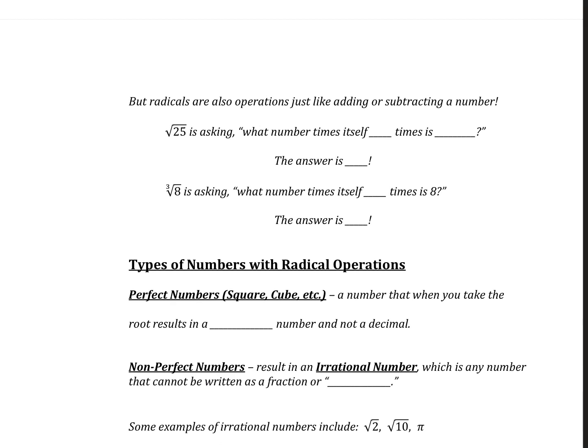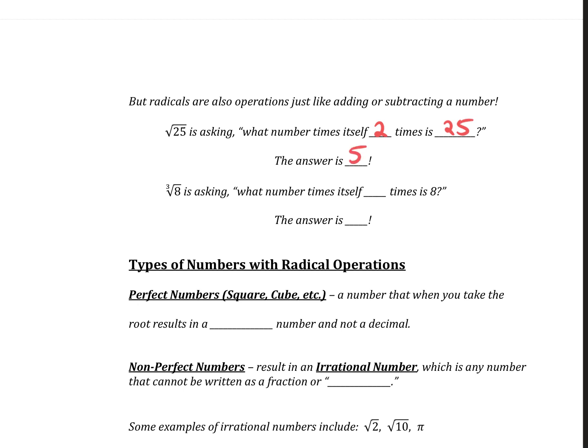All right, radicals are also operations, though, okay? So like we talked about, you can fill in these blanks here. I don't want to spoil it for you. The square root of 25 is asking what number times itself 2 times is 25. What number was that going to be? It's going to be 5, right?